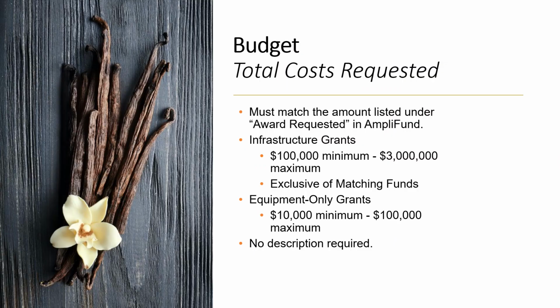The total amount will be added up automatically, and the amount requested for budget categories A through I should match the award requested on the project information page. Remember, infrastructure grants have a minimum request of $100,000 and a maximum request of $3 million, excluding the matching funds requirement. Equipment-only grants can request the actual cost of equipment between $10,000 and $100,000. No description is required in this section.